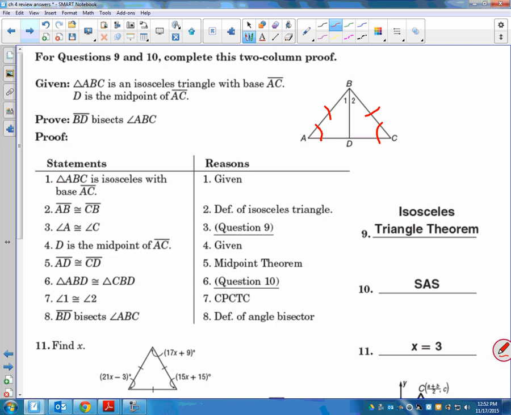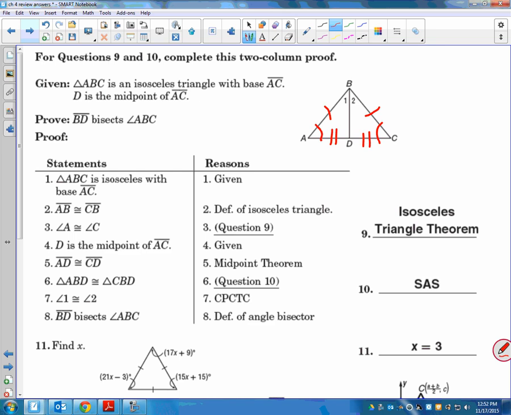And then they use the given that it's a midpoint. If you know you have a midpoint, right? Again, if they tell you a midpoint, you know you can say that this side is congruent to this side by the midpoint theorem. And that's enough information to say side angle side.